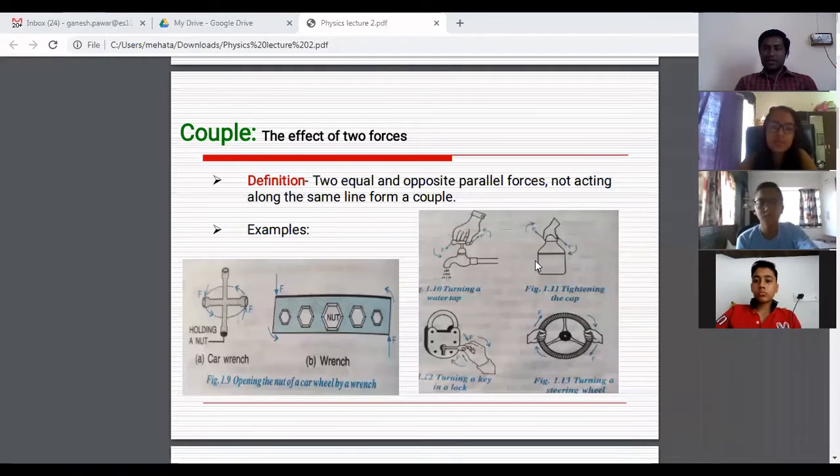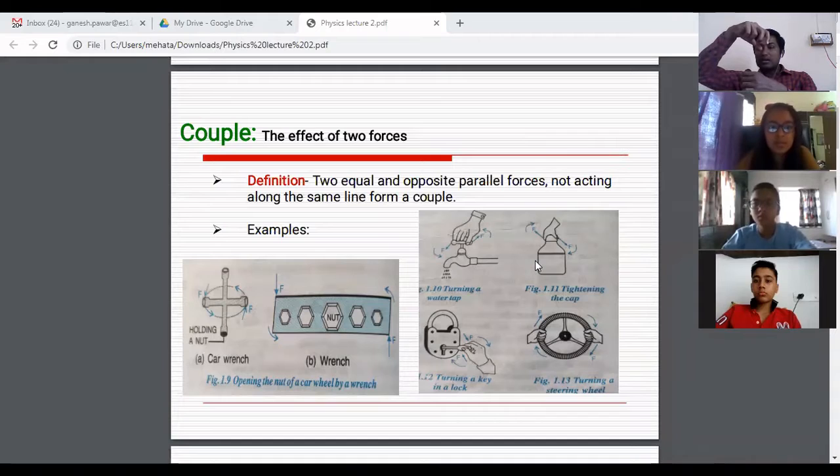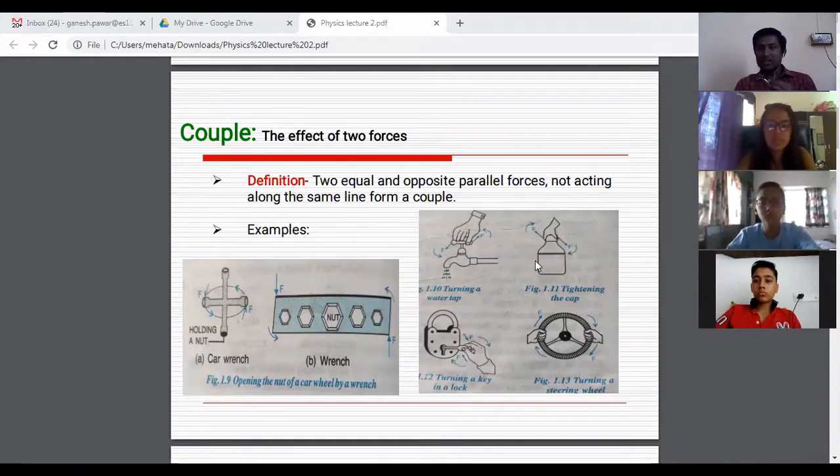Or in a simple way, if you take a water bottle, when you have to open it, both your hands go like this. So here you can see there are two forces acting at two different points. They are equal and opposite, as well as parallel to each other. So the effect of all these forces is called the couple.